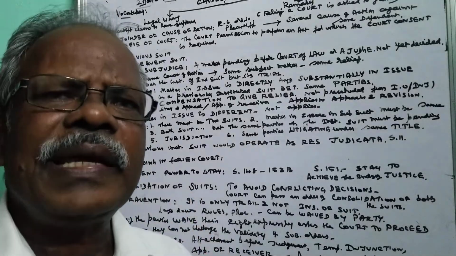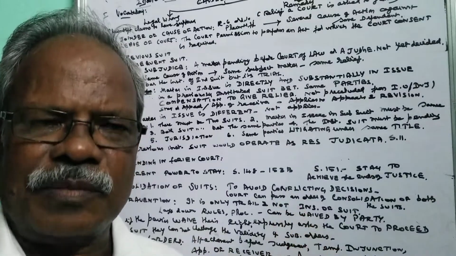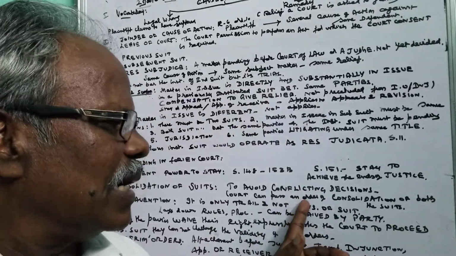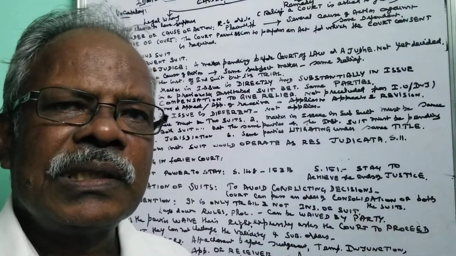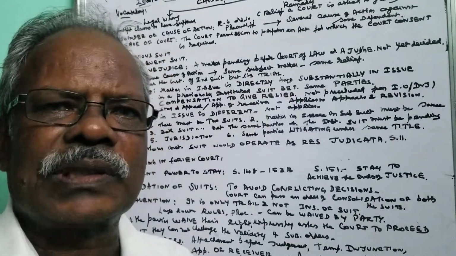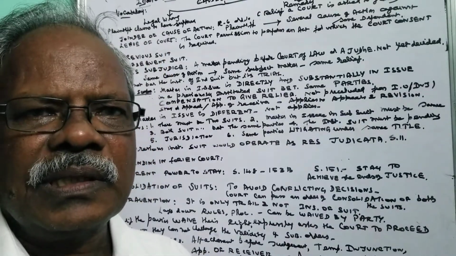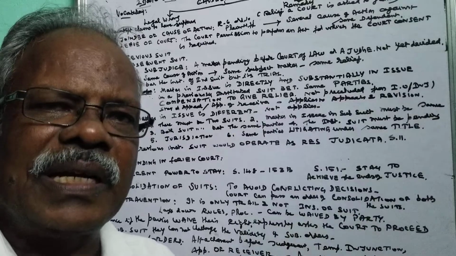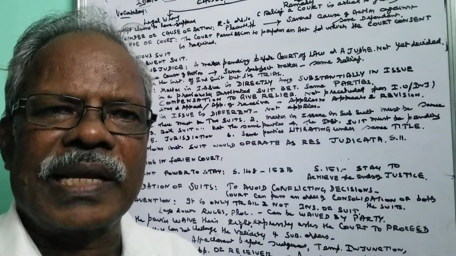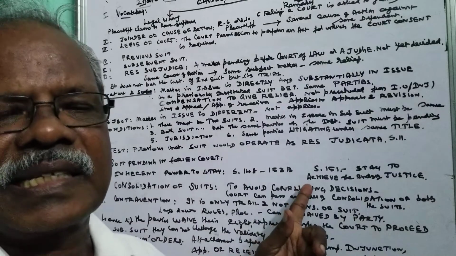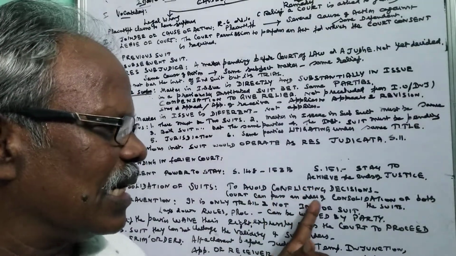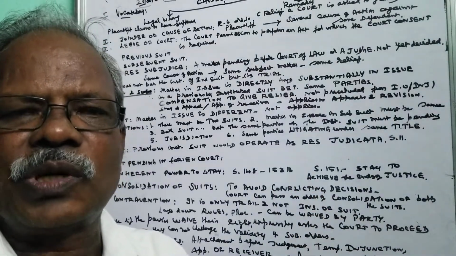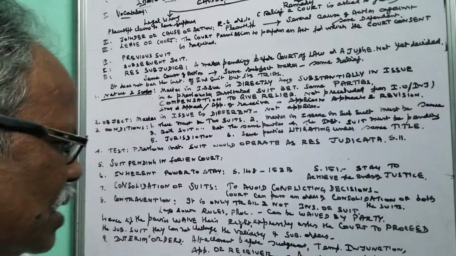And consolidation of suits. Why has subjudice come? To avoid conflicting decisions, the court can pass an order of consolidation of both suits. If two suits and two trials are allowed, there may be chaos and confusion, the decisions may be different, and there may not be any coordination. So to avoid conflicting decisions, the court can pass an order of consolidation of both suits. It can make it one suit; that is called consolidation of suits.